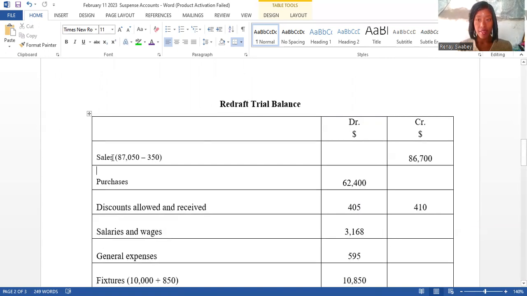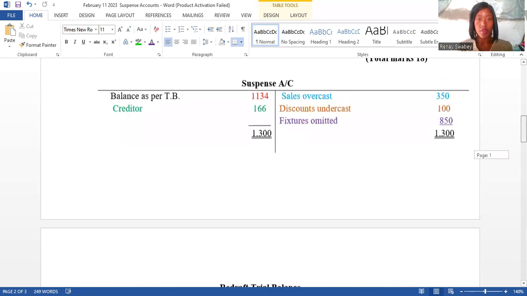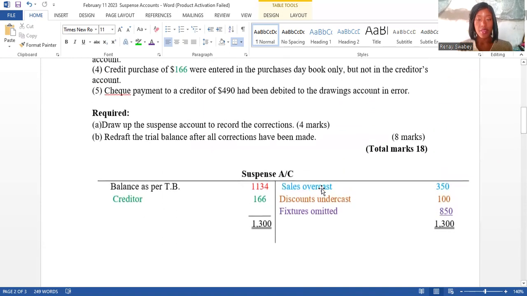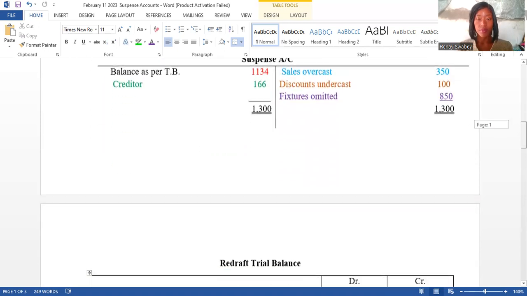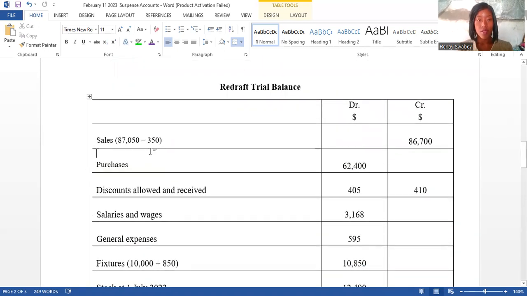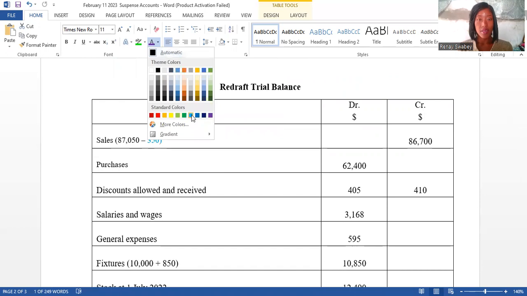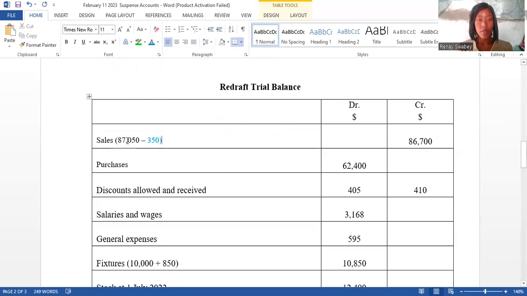Here we have the sales. The sales was originally $87,050 in the incorrect trial balance, but the information with the arrows says that $350 was overcast. So we would have to subtract that $350 here from the sales. Good? So this is coming from the sales in the incorrect trial balance.